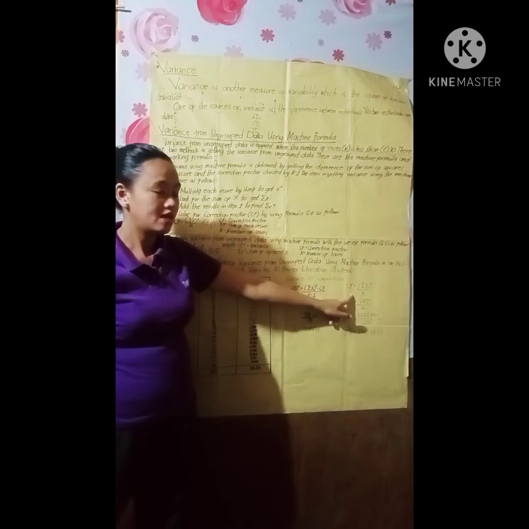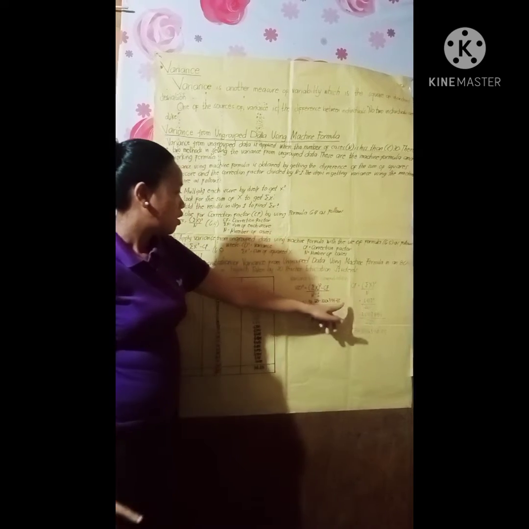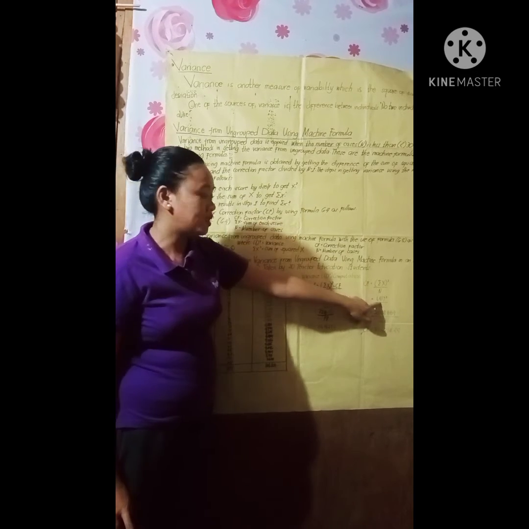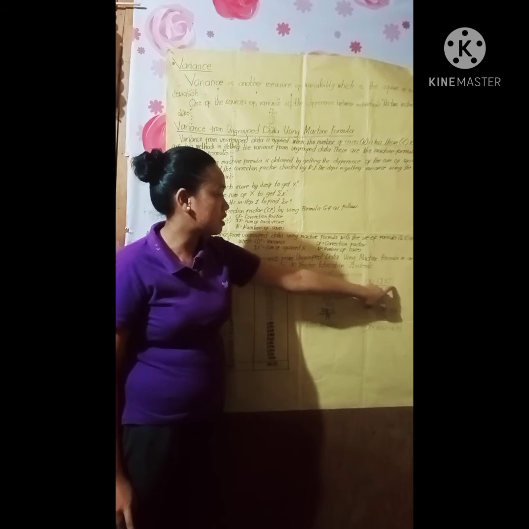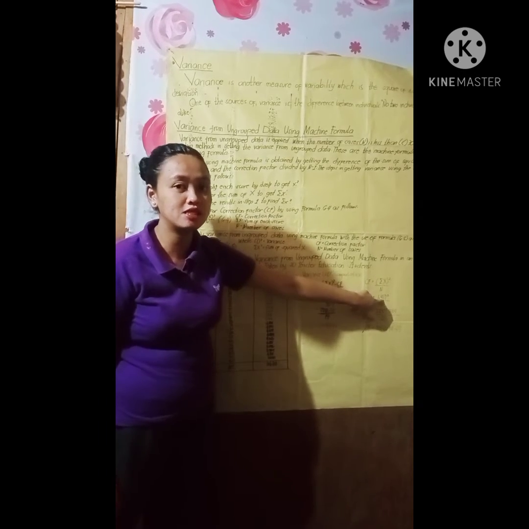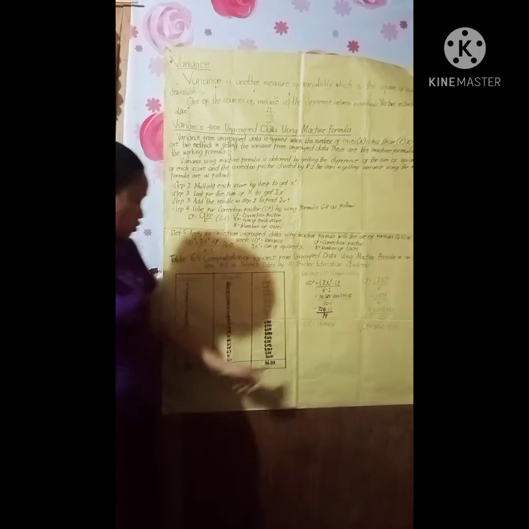CF, correction factor, is equal to the sum of x, which is 1,417, and it has a squared side. So you will multiply 1,417 by itself. You will divide it by the number of cases, which is 20.